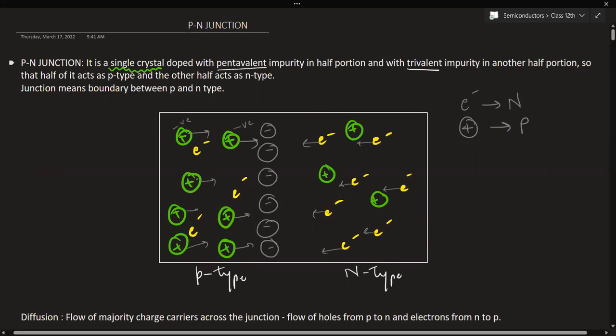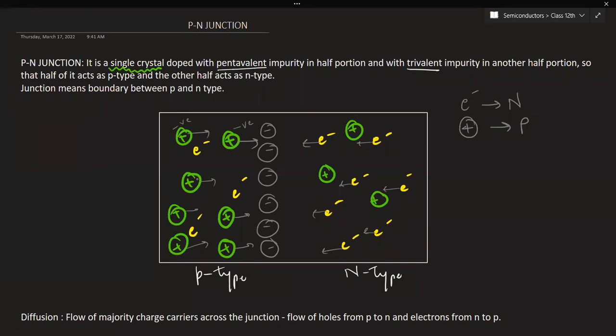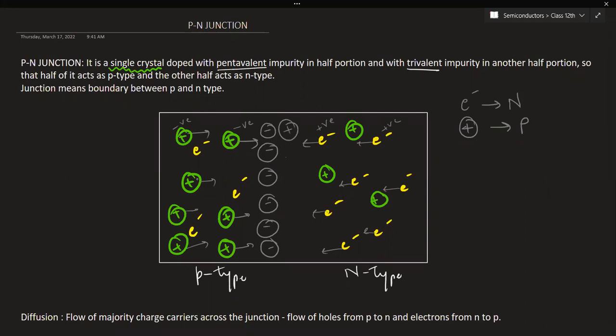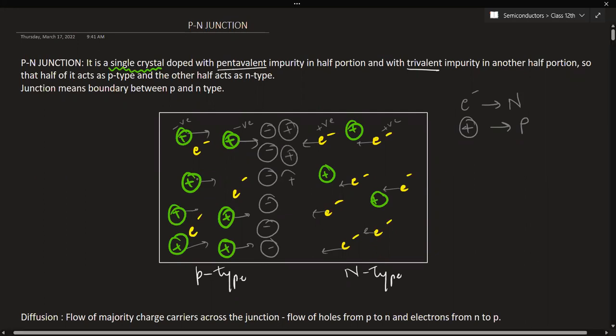All the holes have moved to the other side. The same thing will occur in the case of N-type. Electrons are leaving from the N-junction to the P-junction. When the electrons leave, they leave behind positive ions. Positive entities will be left. So these positive charges will also get accumulated at the junction because of the moving of the electrons.